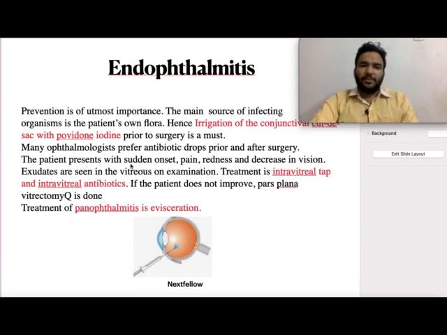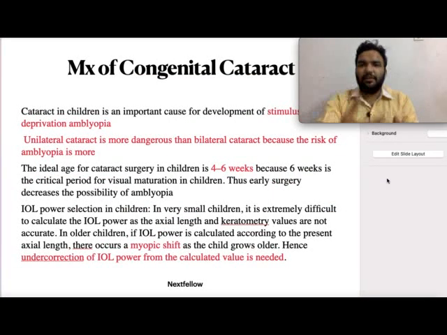The patient presents with sudden onset pain, redness, decreased vision. Exudates are seen in the vitreous on examination. So the treatment is an intravitreal tap, check for culture, and then start intravitreal antibiotics. If the patient doesn't improve with this, then we have to do a pars plana vitrectomy, and the treatment in the case of panophthalmitis is evisceration. So if the intravitreal injection doesn't work, then we have to do pars plana vitrectomy and remove the viral or bacterial load.